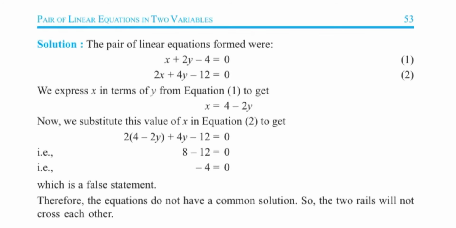Now what you have to do? You have to substitute this value of x in equation number 2. So we get 2 into (4 minus 2y) plus 4y minus 12 is equal to 0. On solving we will get 8 minus 12 is equal to 0, which means that minus 4 is equal to 0, which is not possible. Therefore, the equations do not have a common solution. So the two rails will not cross each other.